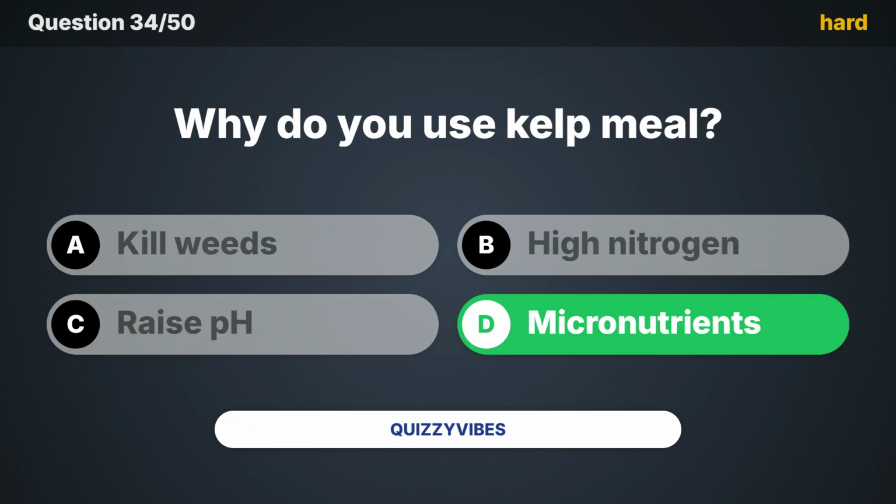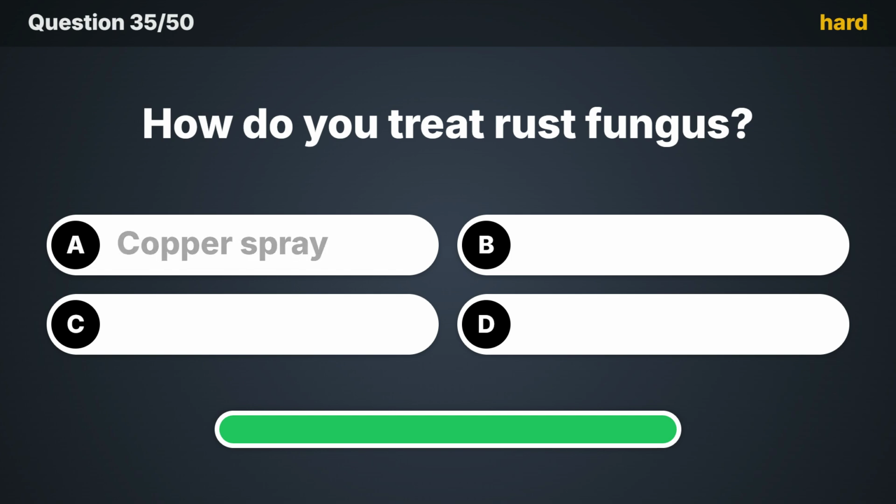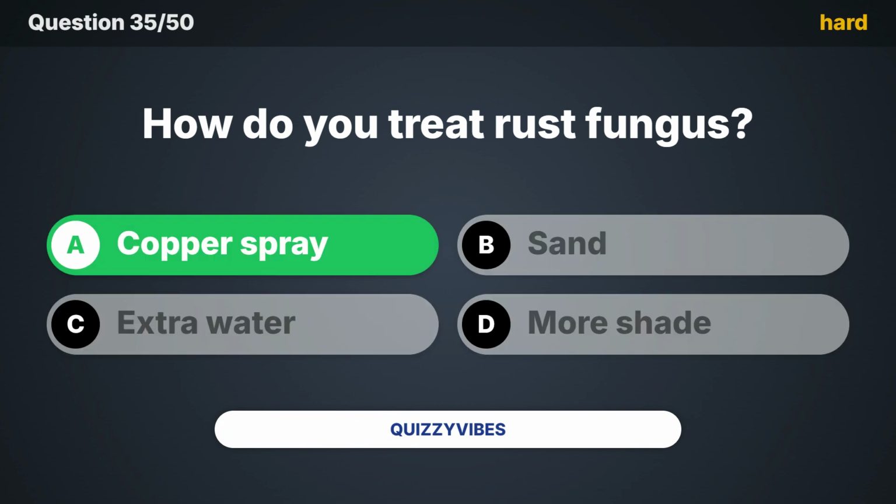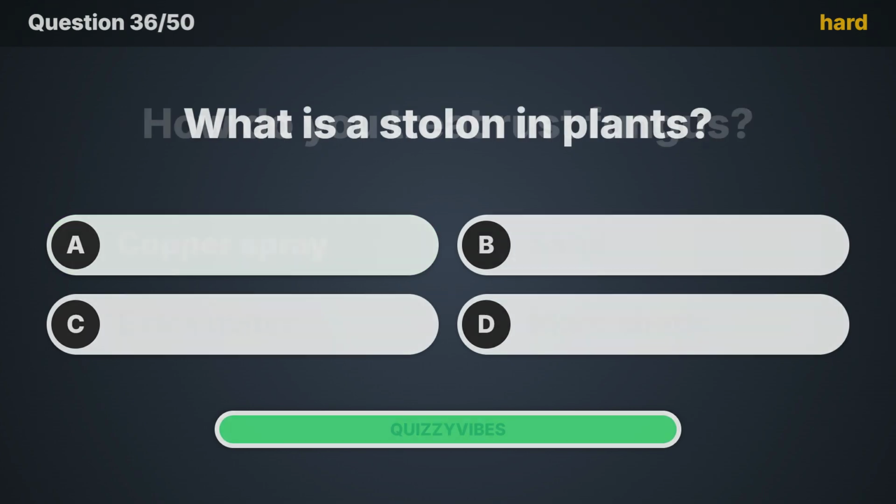The correct choice is micronutrients. How do you treat rust fungus? Time's up! It's copper spray! What is a stolon in plants?